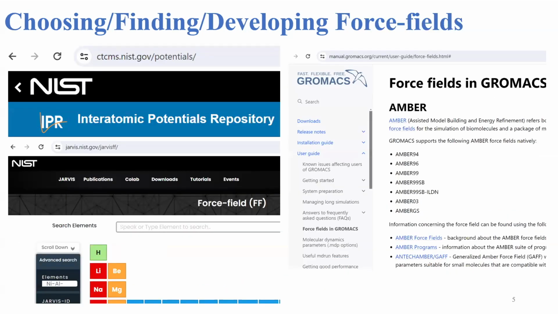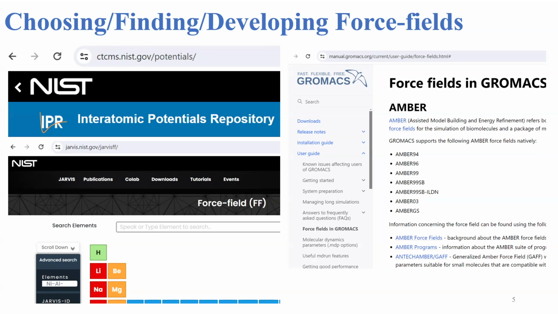As we talked about in the previous module, it's hard to decide what kind of potential to choose. Luckily, there have been several efforts from NIST, such as the NIST Interatomic Potential Repository, JARVIS-FF, WebFF, and so on. Each of the software packages, such as GROMACS, LAMMPS, and so on, also has nice documentation on force fields and their strengths and limitations. I would recommend checking it out if you have time to understand the strengths and limitations of these force fields. Sometimes we can find too many of them.